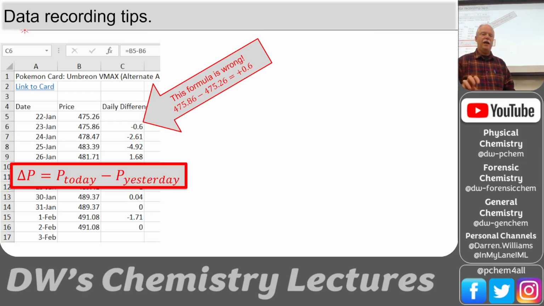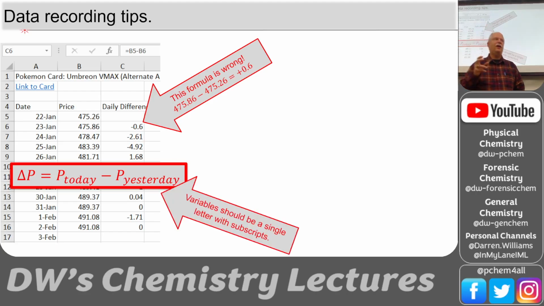So it's P today, the variable pressure or whatever, or this is price, minus the price yesterday. Also, your variables should be one letter with subscripts. Don't put PR for price, 2 capital letters or anything like that. You should have a single variable letter, and then you can use subscripts if you want. You can do T and Y. You don't have to spell out all of today or all of yesterday. You can do PT for price today, PY for price yesterday. That would be great. Just define it in the paragraph when you write your report.